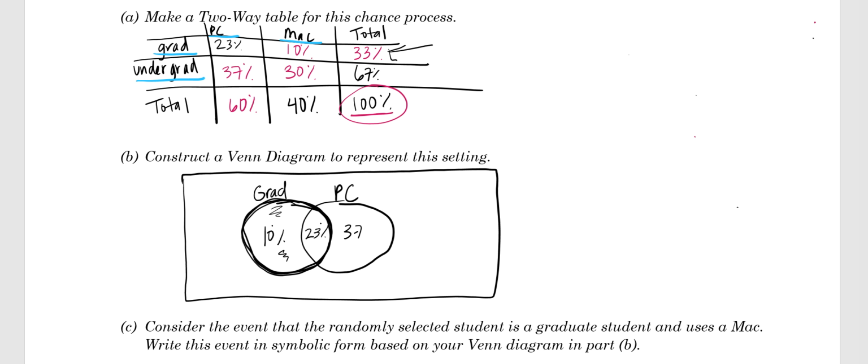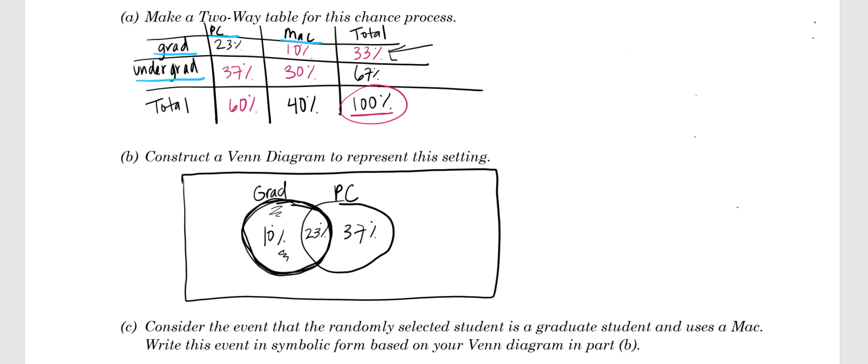Well, it should be 37%. Okay? So I should have 23 and 37% for a total of 60% for my PC. Now, if you notice, that's 3 percentages, but there are 4 types of categories.